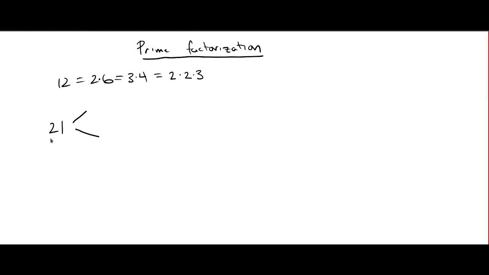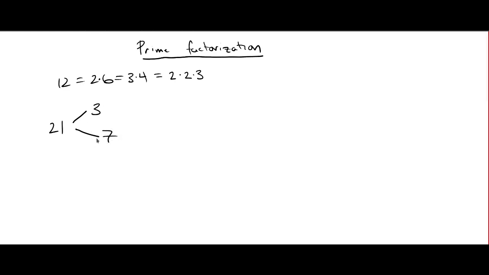3, however, goes into 21 evenly. 3, 6, 9, 12, 15, 18, 21. So 3 divides 21. And if you counted that out, you heard me go through 7 multiples of 3. So 3 times 7 equals 21. 3 is prime, and 7 is also prime.